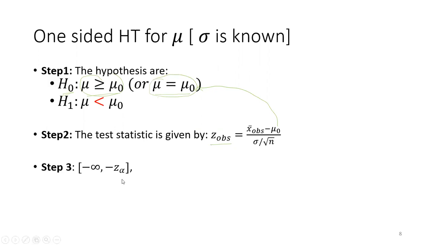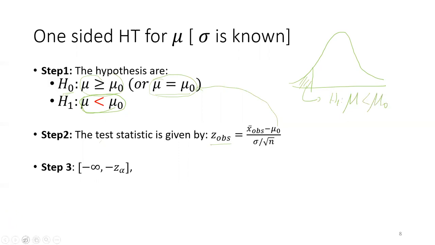Then step three, what is your rejection region or critical region? So how do we understand whether the critical region is on the left or on the right? Just look at this one. This is a smaller than or equal to type of hypothesis test. The alternative says that mu is smaller than or equal to mu zero. Then what you do is, let me just draw this.